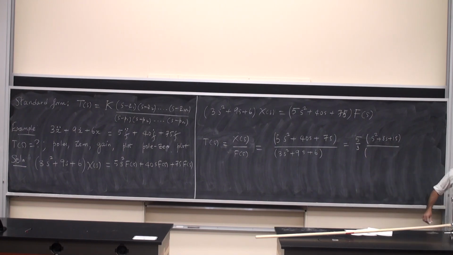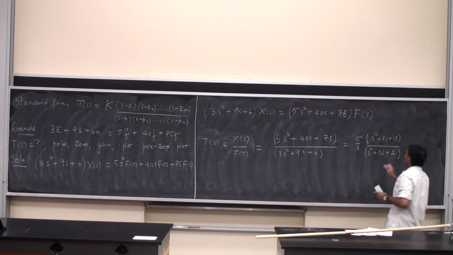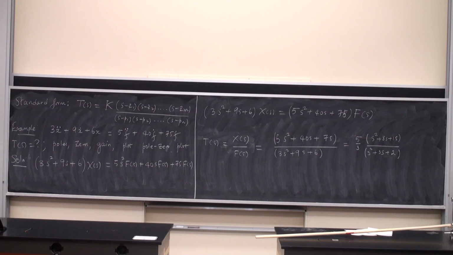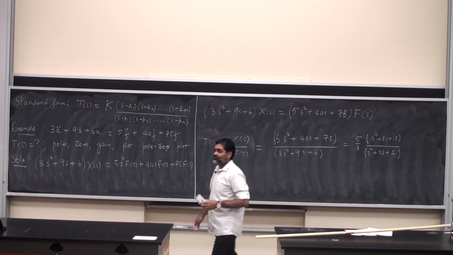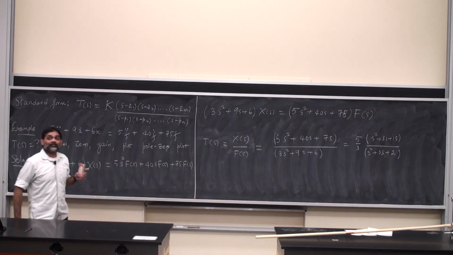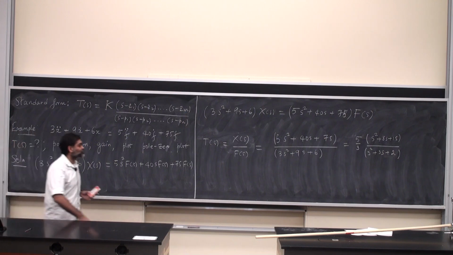People in the back, can you see my writing? s square plus 3s plus 2. We're getting closer to the standard form. It's still not in the standard form, as you can see. Which means I need to find the roots of the numerator. I need to find the roots of the denominator. Which is quite simple in this particular situation.